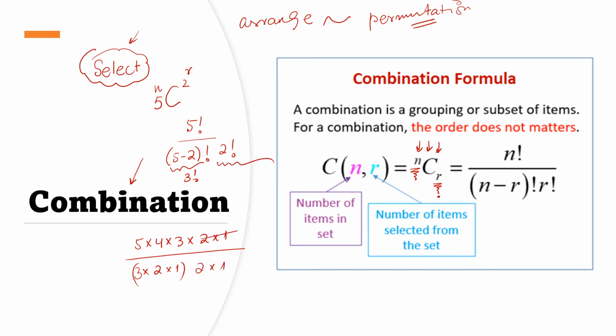Now 3 times 2 times 1 and 3 times 2 times 1 cancel out, leaving 5 times 4 over 2 times 1, so 5 times 2 is 10. So there are 10 ways you can select these items, in which the total items are 5 and you select 2 of them. So this is the way we apply the complete formula.